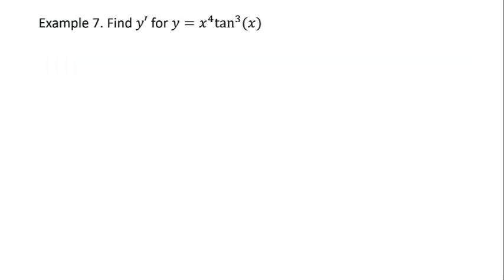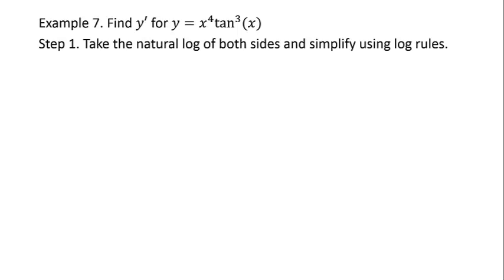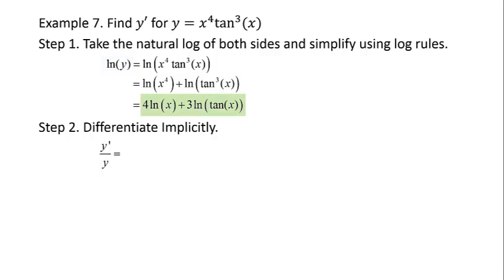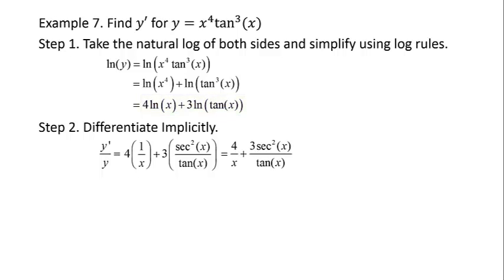Let's do one more example. Let's find the derivative of x to the 4th times tangent of x cubed using logarithmic differentiation. First, we take the natural log of both sides and simplify using log rules. Here is the natural log of both sides. We pull the product apart into a sum and move the powers down front. Step 2, we differentiate implicitly. The derivative of the natural log of y is y prime divided by y. On the right-hand side, we get 4 times 1 divided by x plus 3 times secant squared divided by tangent of x. We can clean this up slightly.